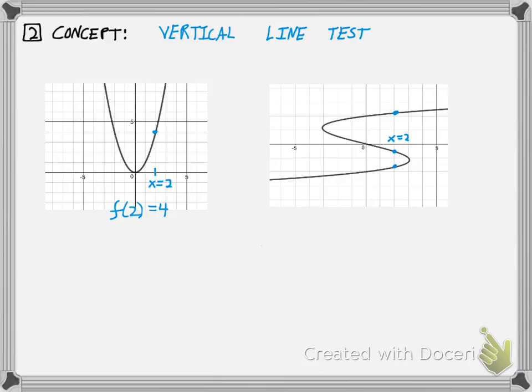So a quick way to test whether a graph is a function or not is what's called the vertical line test, and it states that if there are no vertical lines that cross the graph twice, no matter where you go, then the graph's a function. But if I can draw one vertical line that crosses the graph more than once, then I have found a graph that is not a function.